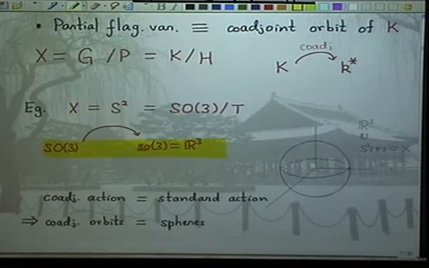We all know that the Lie algebra so(3) as a vector space is R^3, and the Lie bracket is just the vector product. So what are those orbits? The coadjoint action in this case is just the standard action of SO(3) on R^3 by rotations. Therefore, those orbits are just given by spheres S^2 of radius R, and those parameterize the orbits. So in this example, X is realized as a coadjoint orbit.